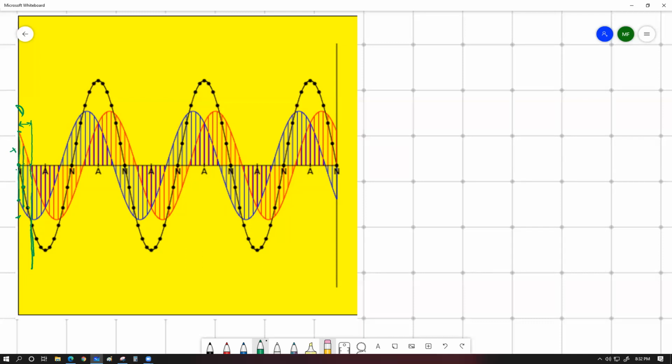Sir, how much negative, sir? Sorry? Sir, the one drawn with green, how much negative? Well, you can see over here. Let me zoom in a bit more. Maybe that would be helpful.